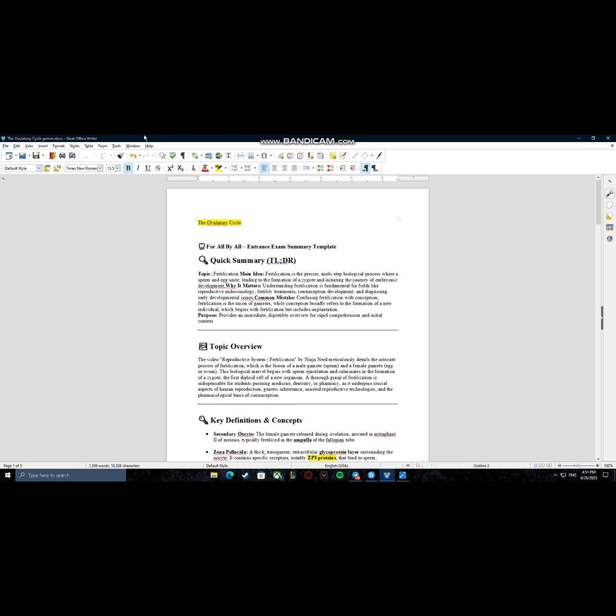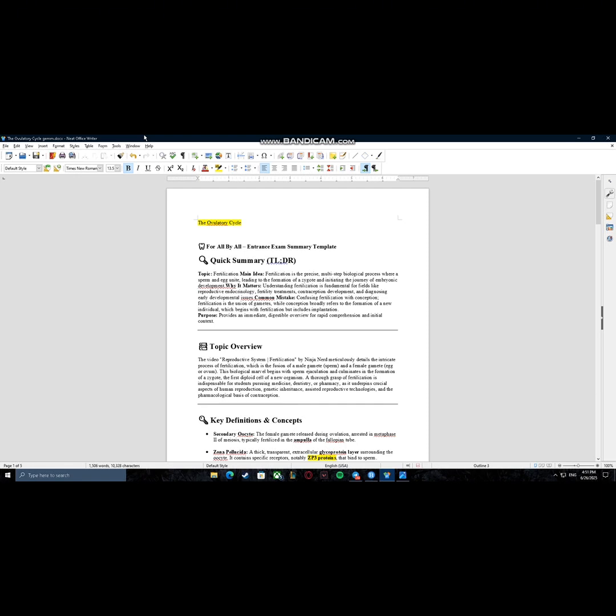Fertilization is a precise multi-step biological process where sperm and an egg unite, leading to the formation of a zygote and initiating the journey of embryonic development. It's important to understand fertilization, as it is fundamental for fields like reproductive endocrinology, fertility treatments, contraception, and diagnosing early developmental issues.